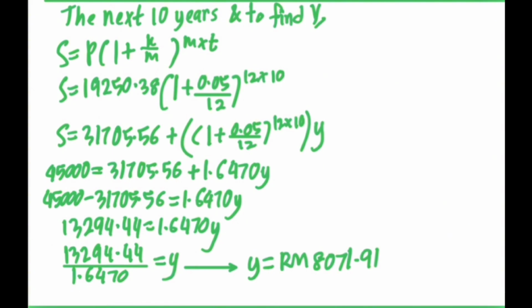But I am going to add new calculation because I want to find Y. So the calculation that I am going to do is open a big bracket and open a small bracket. Inside the small bracket is 1 plus 0.05 divided by 12. Close the brackets and square root to 12 times 10. Close the big brackets and Y.